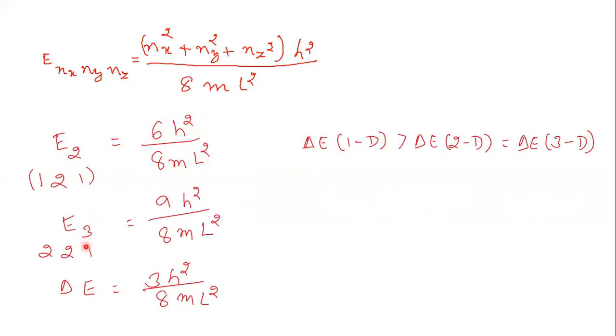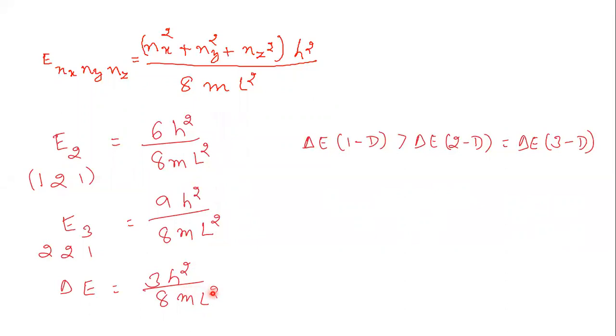And for the second excited state, you can take the quantum numbers 2, 2, 1, or 2, 1, 2, or 2, 1, 1. Any one of these three sets of quantum numbers which describes the second excited state will give the same energy, 9h square by 8ml square. When you take the difference between these two, you will get 3h square by 8ml square.